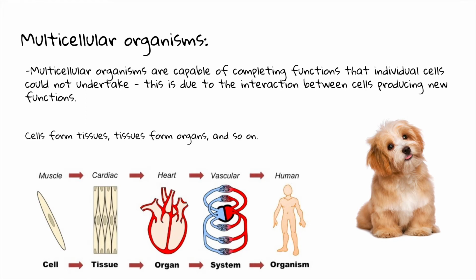So here is a diagram of the cells in multicellular organisms. They go on to form tissues, organs, organ systems, and then the organism. So basically, each component works together to form the complex structure.